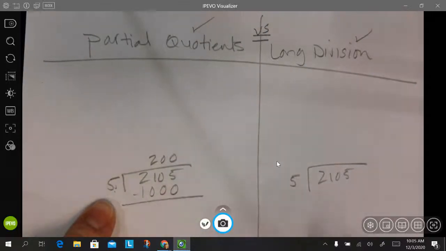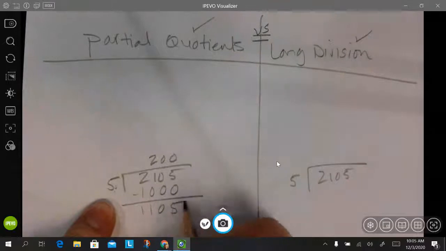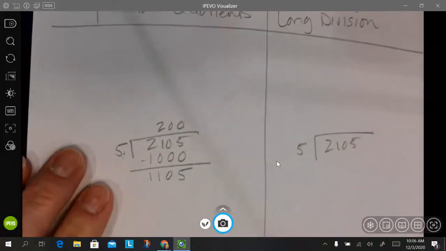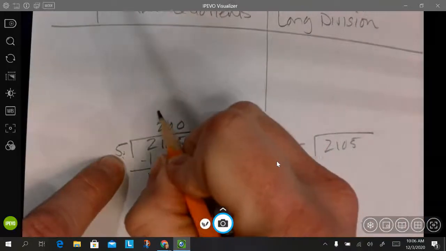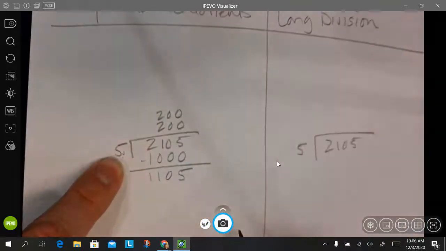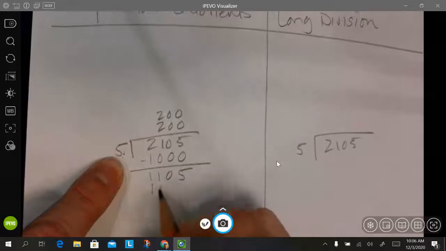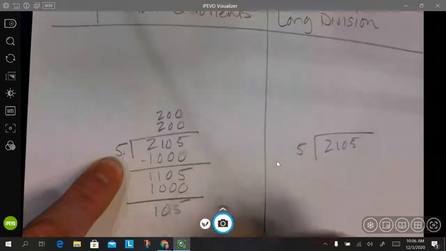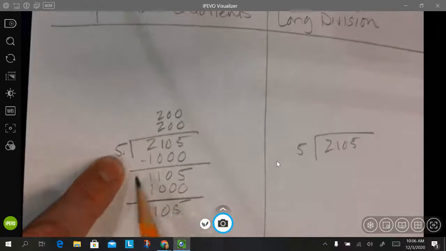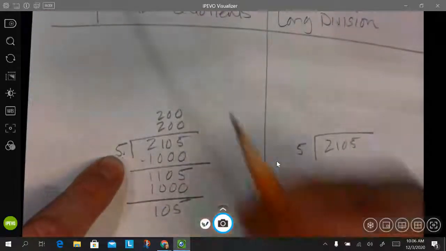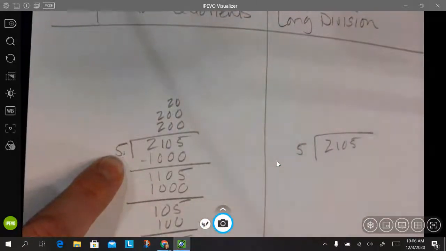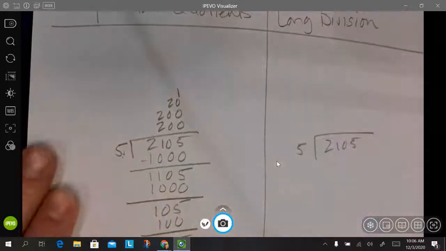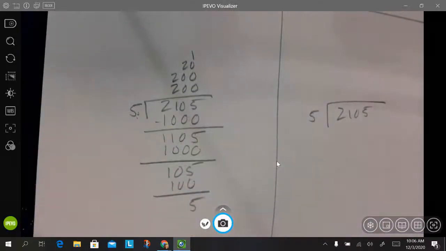Then I'm going to subtract, and I get 1105. Then I'm going to say, well, how many more hundred groupings would go into this? I know I can do another 200 groupings. So 200 times 5 is 1,000, and I'm going to end up with 105. Then, how many 5s easily go into 105? I know that 20 times 5 is 100, and I just end up with 5. And then I know that there just is 1 left.